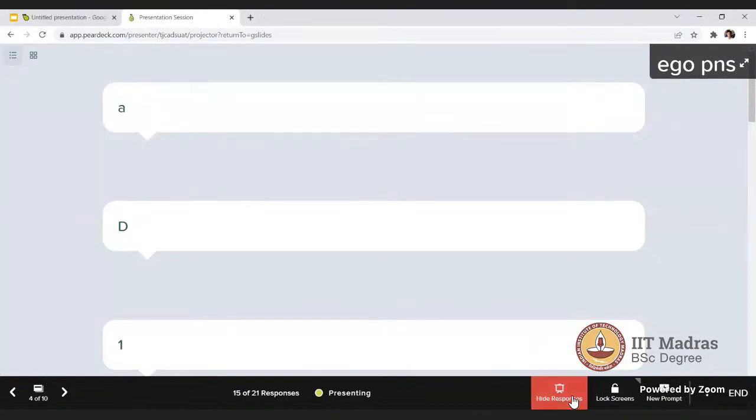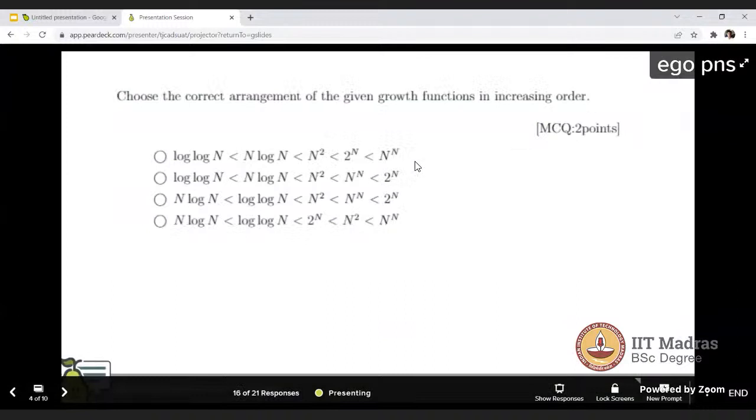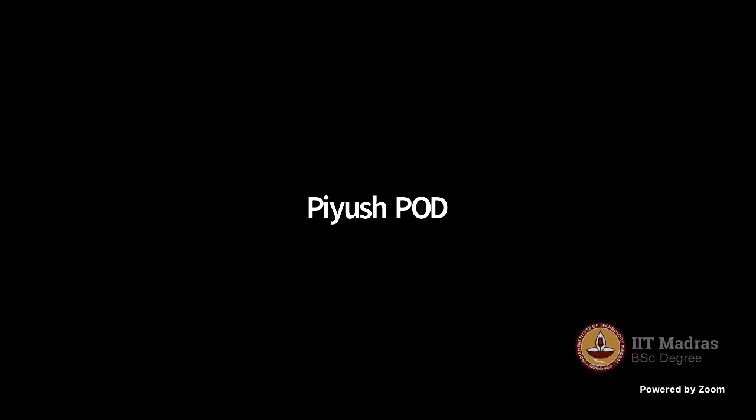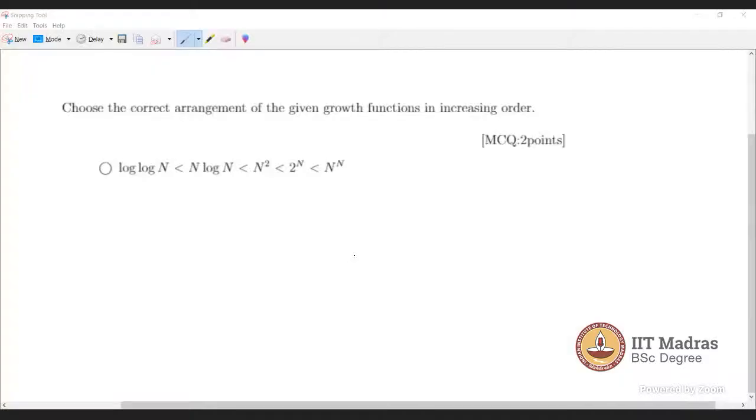Yes, anyone can tell me how to solve this question? How to check which function is greater than which one? Simple mathematics. Just take a number and calculate for any number. You will get the answer.